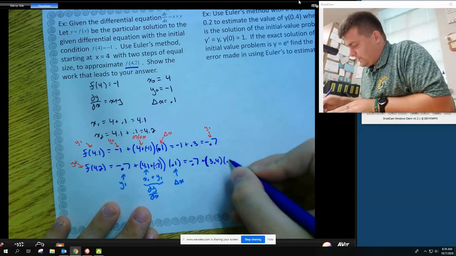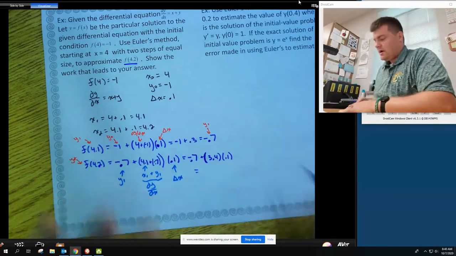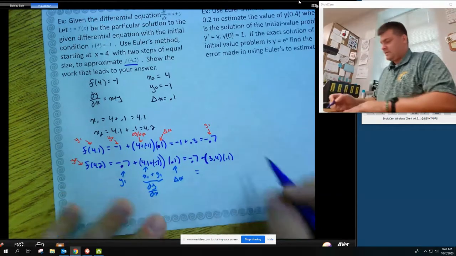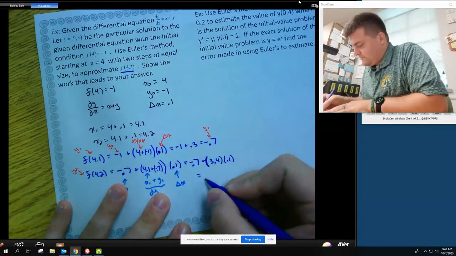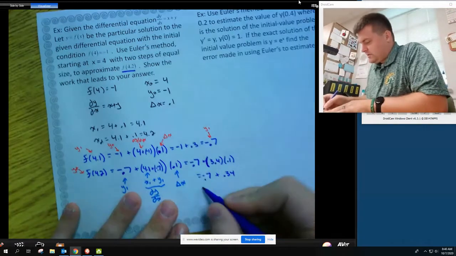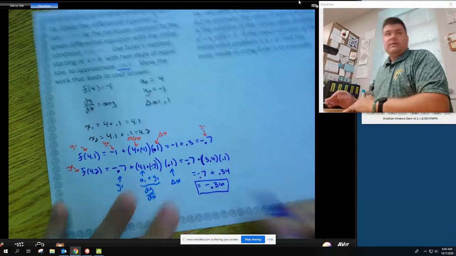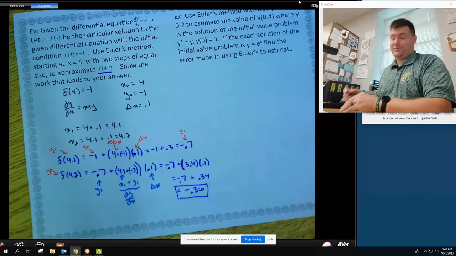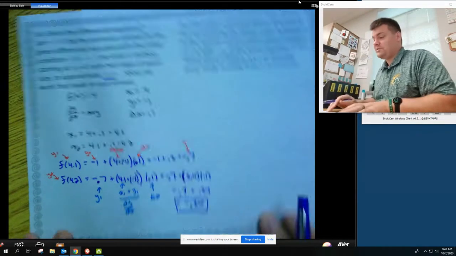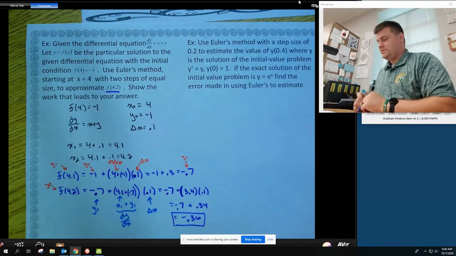3.4 times 0.1. And then this is going to give you negative 0.7 plus 0.34, which is going to give you a negative 0.36. Got it. A little bit of arithmetic there. And there you go, there's your 2-step problem. So as you see here, you just need to get comfortable with it and get used to doing this stuff. So we're going to do the same type of problem.